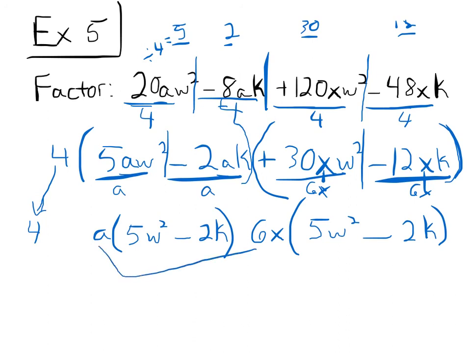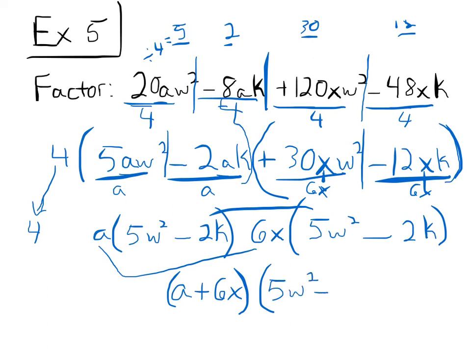I need to basically pair these together. So I would have a plus 6x. And then I would still have these match up. They're the exact same. That's how I know I did it correctly. So I can just rewrite those: 5w squared minus 2k.